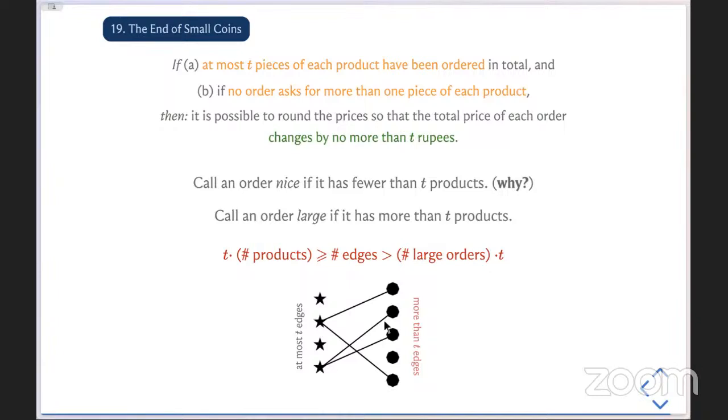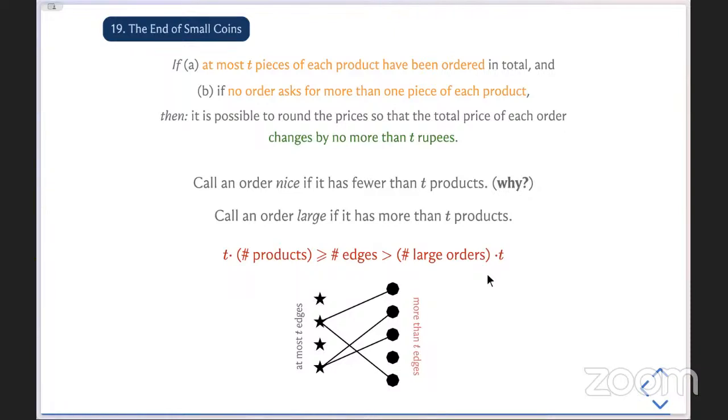But on the other hand, looking at it from the right, I see that the number of lines is strictly more than T times the number of large orders, right? Does that make sense? This is called a double counting argument because you're looking at the same set of objects, the number of lines, and I'm counting it two ways. From the left, the number of lines cannot be more than T times the number of products. And on the right, the number of lines has to be greater than T times the number of large orders. Does that make sense?